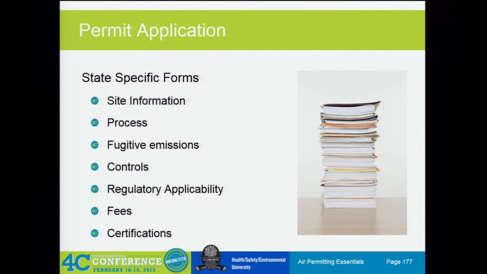So there are some state-specific forms that request things like site information, that request process information. Fugitive information is another thing that will be kind of state-specific. There's some control forms, Texas has a couple. They're not always used. Depends. Regulatory applicability forms in Texas. This would be the table 2 and 3F.